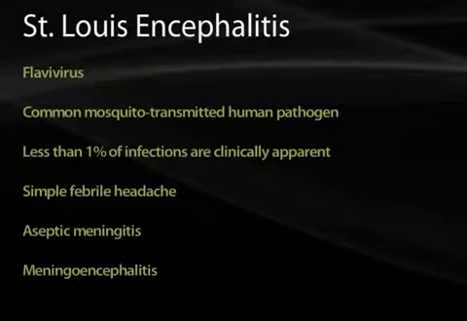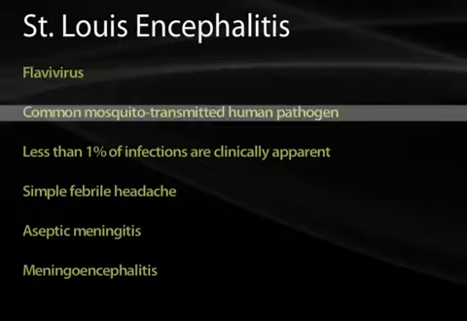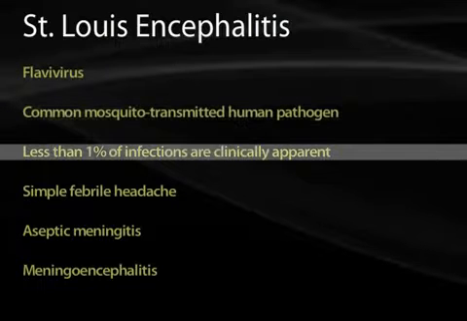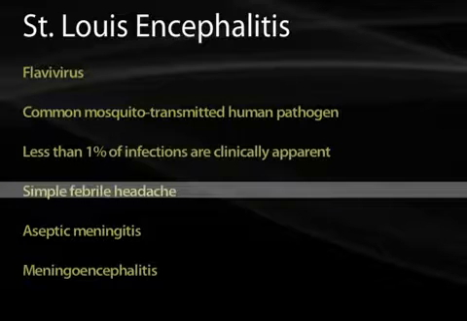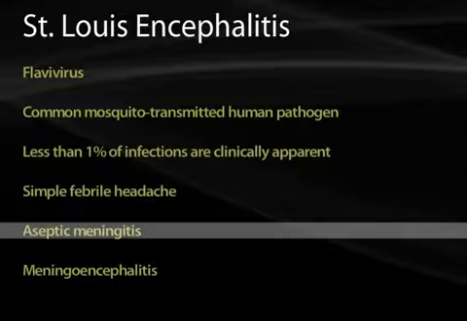St. Louis encephalitis is a flavivirus. It's a common mosquito-transmitted human pathogen. Less than 1% of infections are clinically apparent, so that's not a bad one to get. It often shows up as a simple febrile headache. You get aseptic meningitis, and you can get meningoencephalitis.